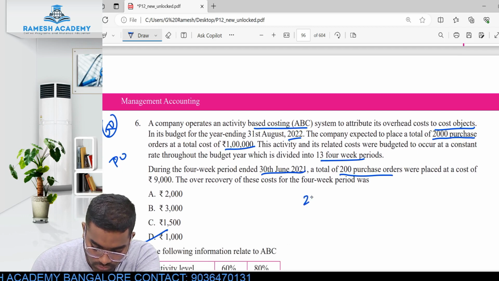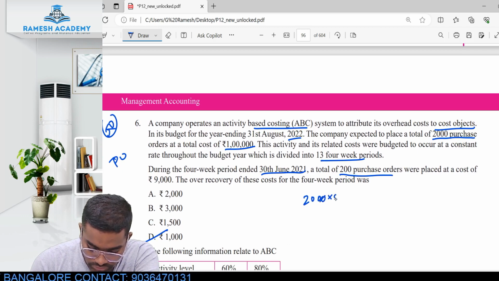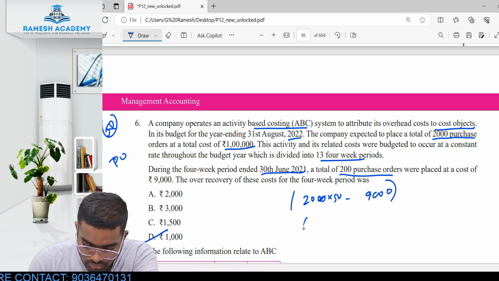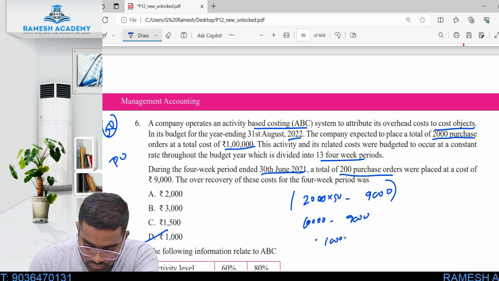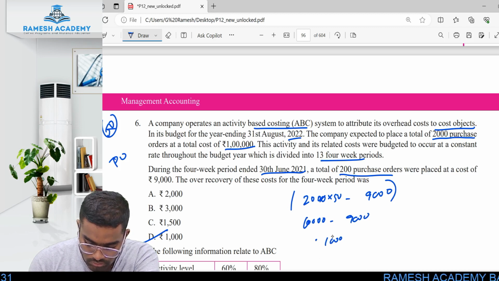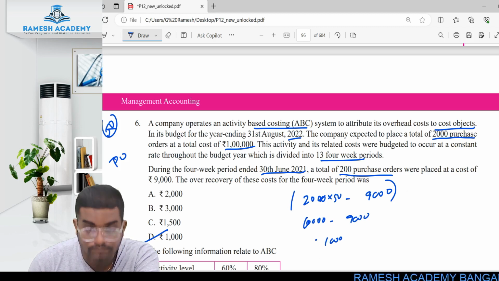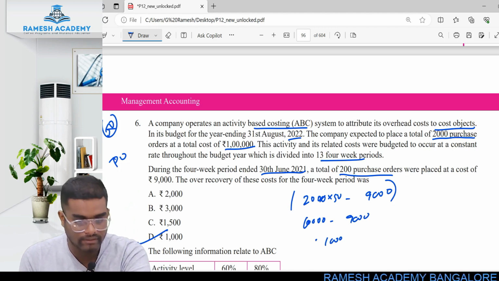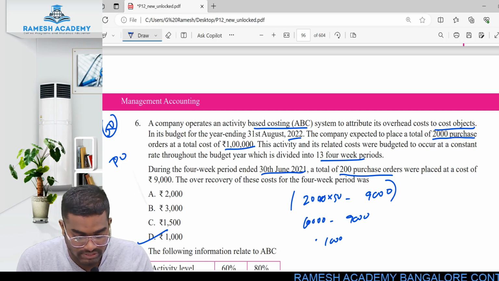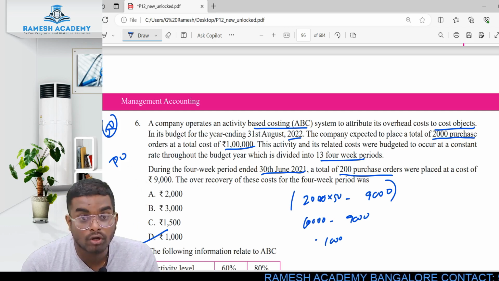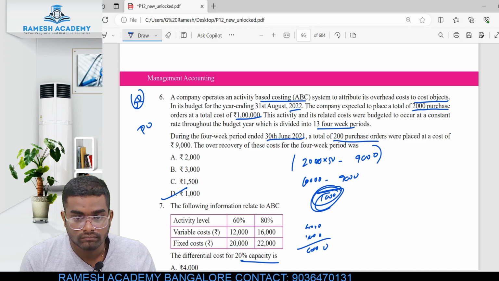So here you can do 200 into 50 minus 9,000. So this is the formula here. So you get 10,000 minus 9,000, you get 1,000 over recovery. So that is the thing. By this we have solved all the multiple choice questions. Next we'll go to comprehensive numerical illustrations.